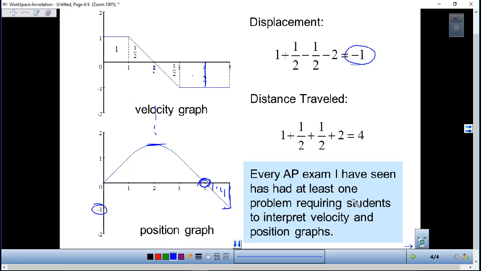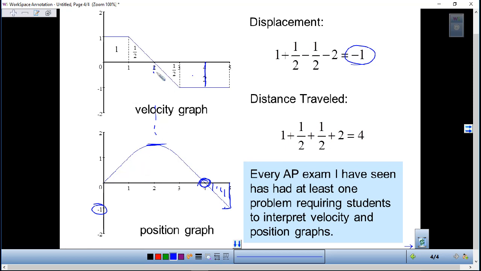Now, note here, and this was true when this guy put this thing together, and this is true with all the years that I've used this slideshow: every AP exam I've seen has had at least one problem requiring students to interpret velocity and position graphs. You have to be able to read back and forth and tell what this thing means.